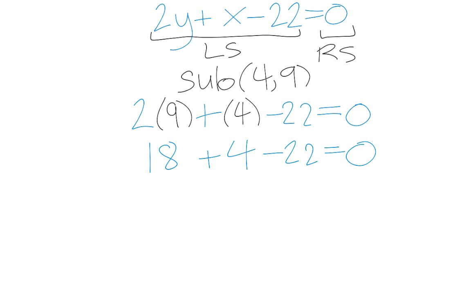At this point, you're going to have to simplify. You can use a calculator or mental math. 18 plus 4 is 22, and 22 subtract 22 is 0. As you can see, both sides of the equal sign are equal. So I can say, therefore, left side equals right side.